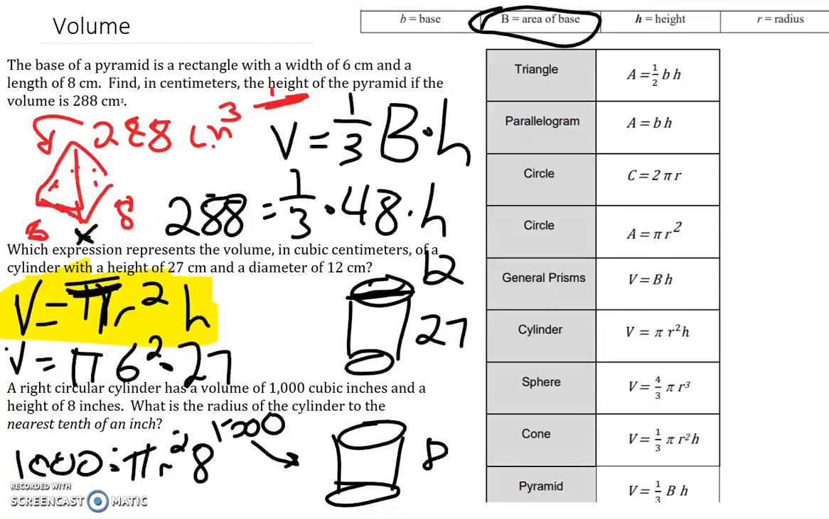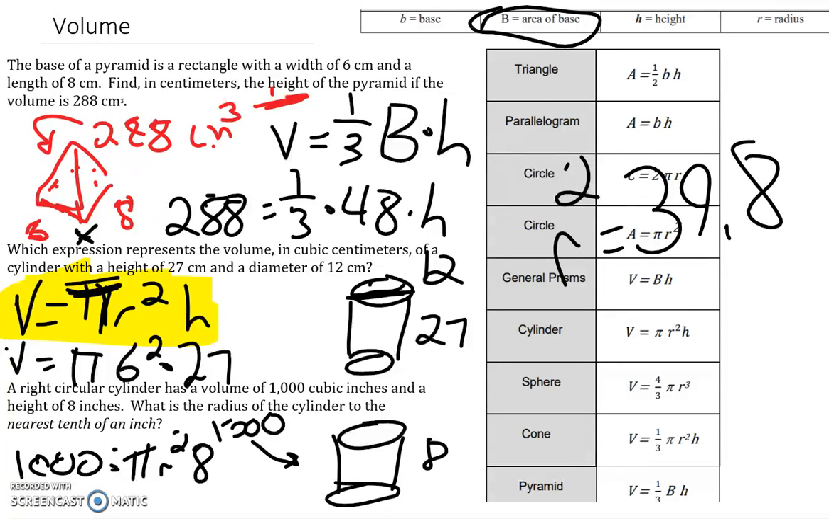If I then divide by pi, I would divide by 3.14. I'm going to get my radius squared, and we'll write it over here. My radius squared equals 39.8. And if I want to find what my radius is, take the square root of that. If I take the square root of 39.8, it's going to give me roughly 6.3 inches.